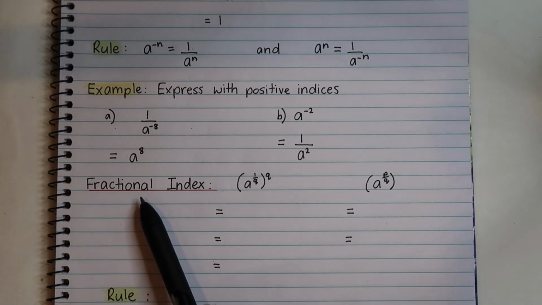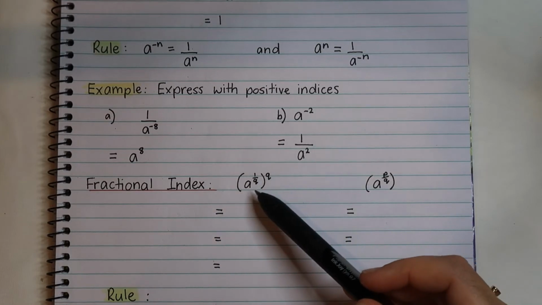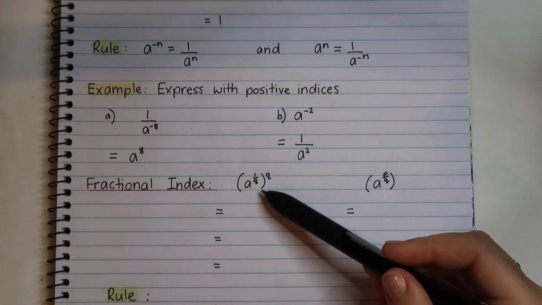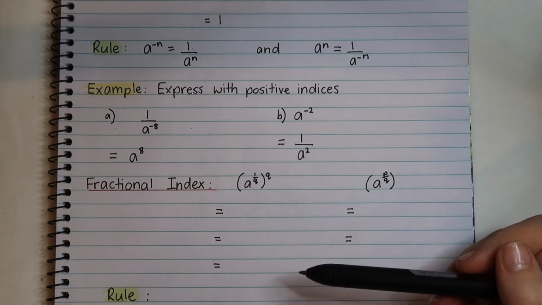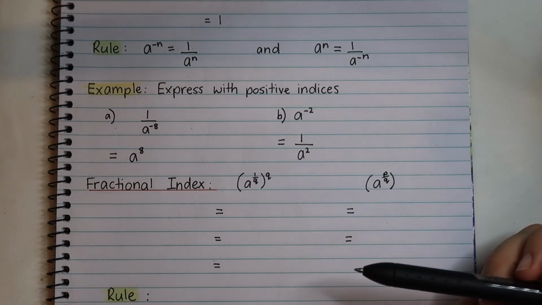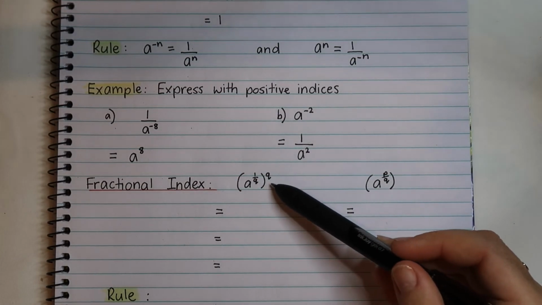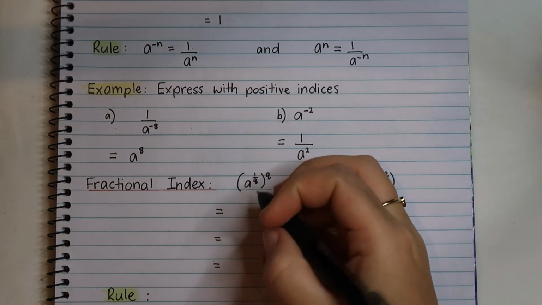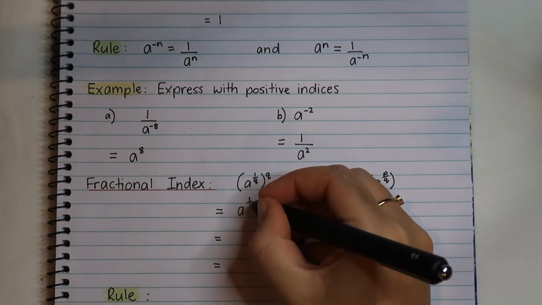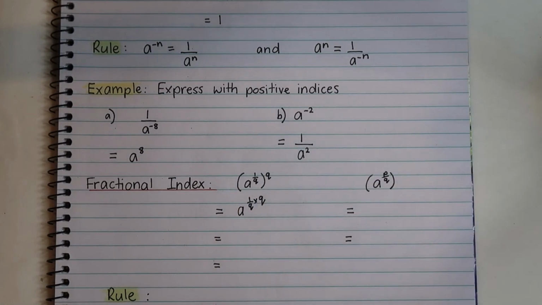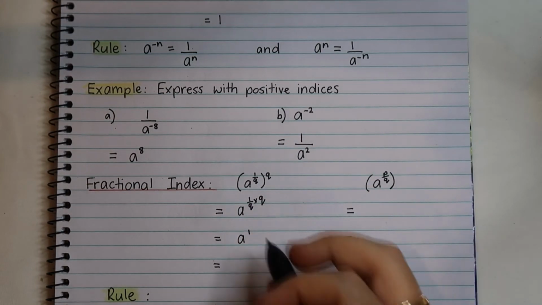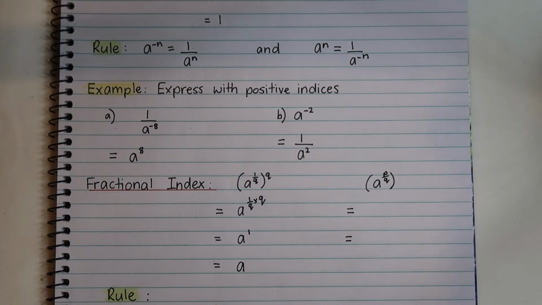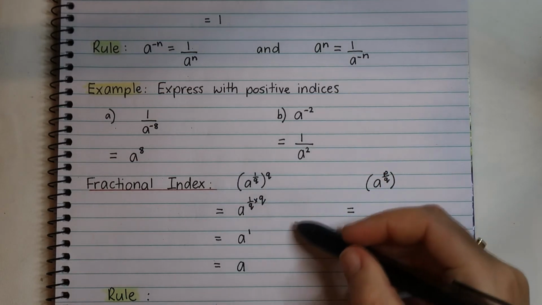So moving on to looking at fractional indices, we have a to the power of 1 on q, in brackets, to the power of q. To find the definition of a to the power of 1 on q, we can do the following. So a to the power of 1 on q, in brackets, to the power of q is also equal to a to the power of 1 on q times q. This simplifies down to 1, so this becomes a to the power of 1, which is then equal to a.